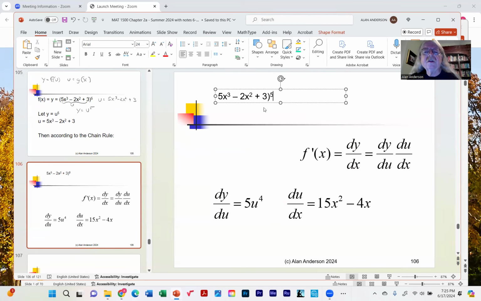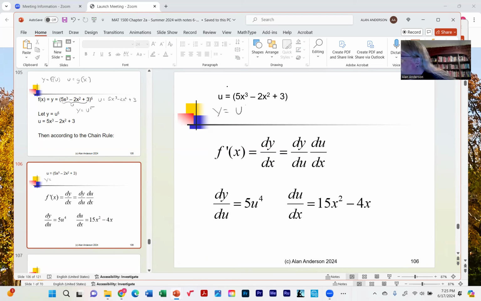Okay, so u is everything that was inside the parentheses, and y is u to the fifth. So if that's the case, then we know two things.